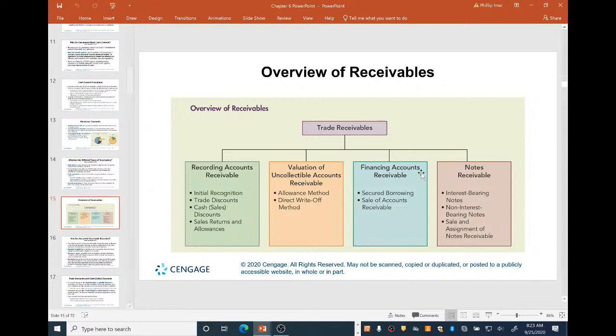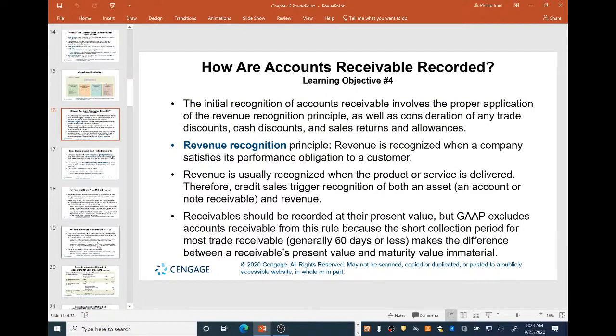Okay, so just a little bit about trade receivables. So how are accounts receivable recorded? So the revenue recognition principle says that revenue is recognized when a company satisfies its performance obligations, right? So it says here, obviously, whenever the performance obligation is satisfied, that means that we've recognized revenue whenever we've transferred the good or service or whatever it might be, right?